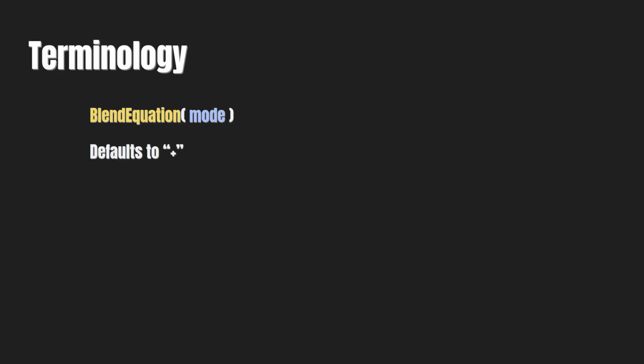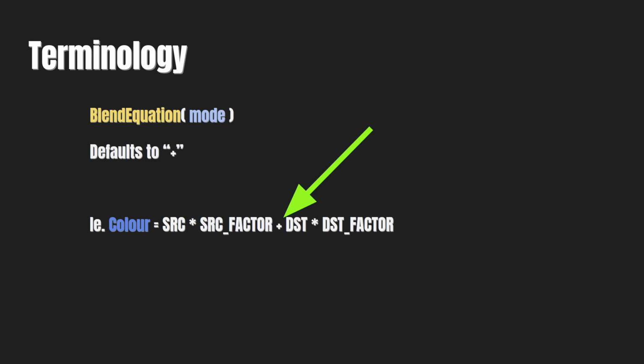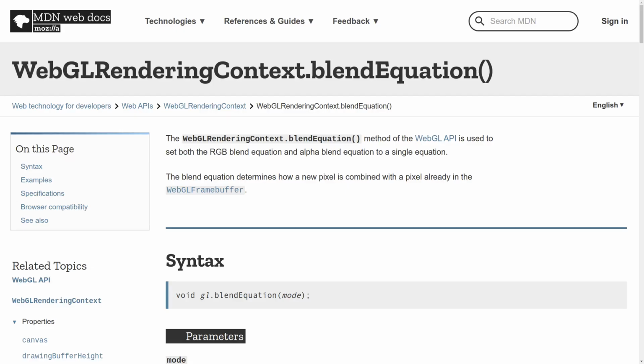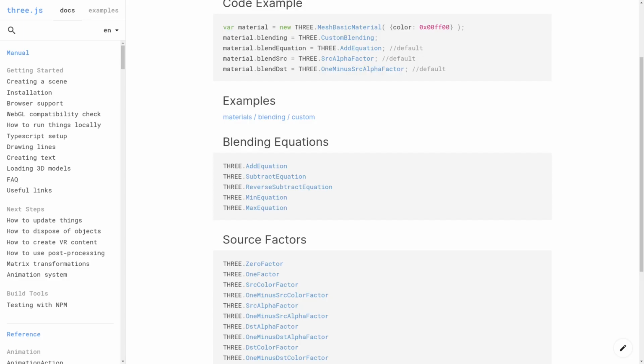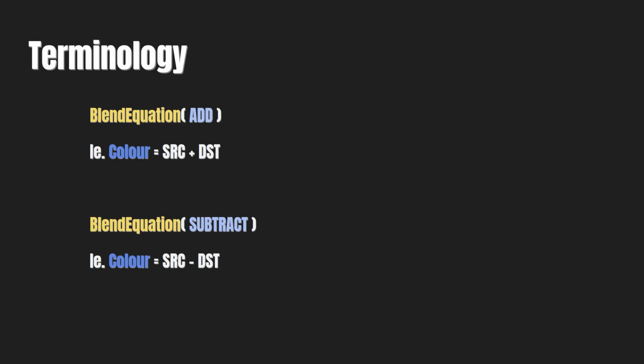Now, the second part of what controls blending is the blendEquation. And up until now, our examples have always added the first and second parts together, i.e., it's always been source times source factor plus destination times destination factor. WebGL, and thus Three.js, also define ways to modify the equation itself. In WebGL, this is gl.blendEquation, and in Three.js, these are the predefined blending equations. What this allows you to do is change how source and destination are combined.